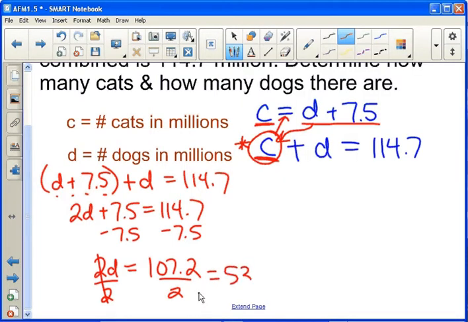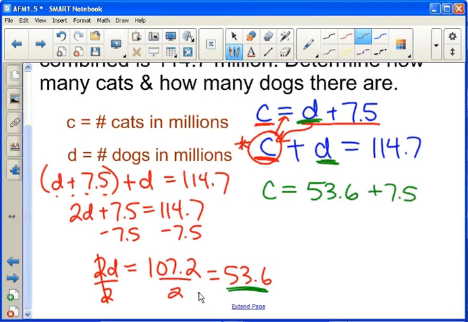Now at this point we need to find out how many cats there are. We now know the number of dogs we saw for D. And you can go back and plug this into either one of these equations. So you can plug 53.6 in here and solve for C, or here and solve for C. Completely your prerogative either way. I'm going to use the top equation just because that's what I want to do. So we put 53.6 in for D, and then add 7.5 to it. So we get that C is equal to 61.1 million cats. So there are 61.1 million cats and 53.6 million dogs.